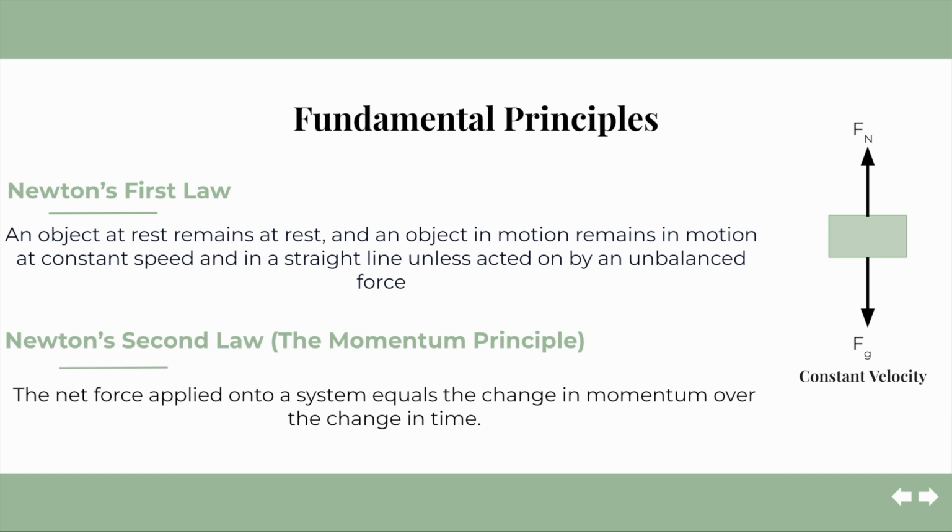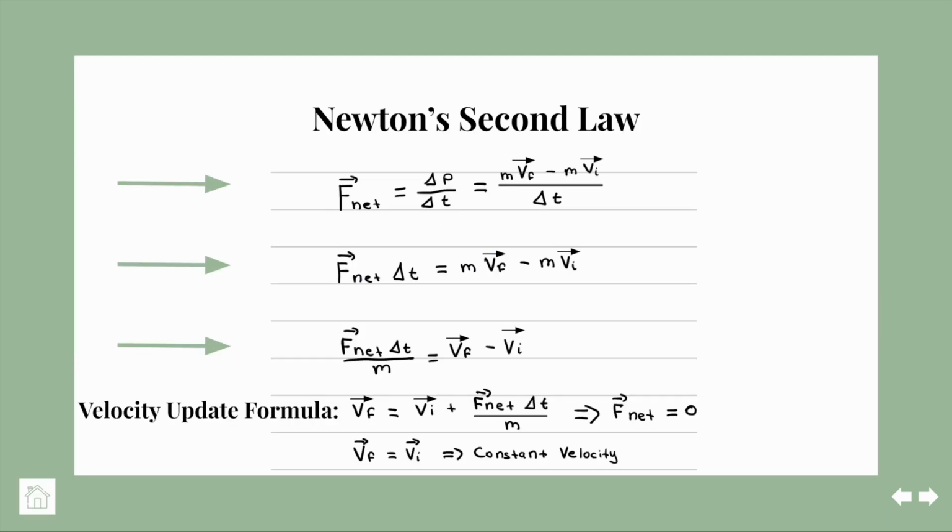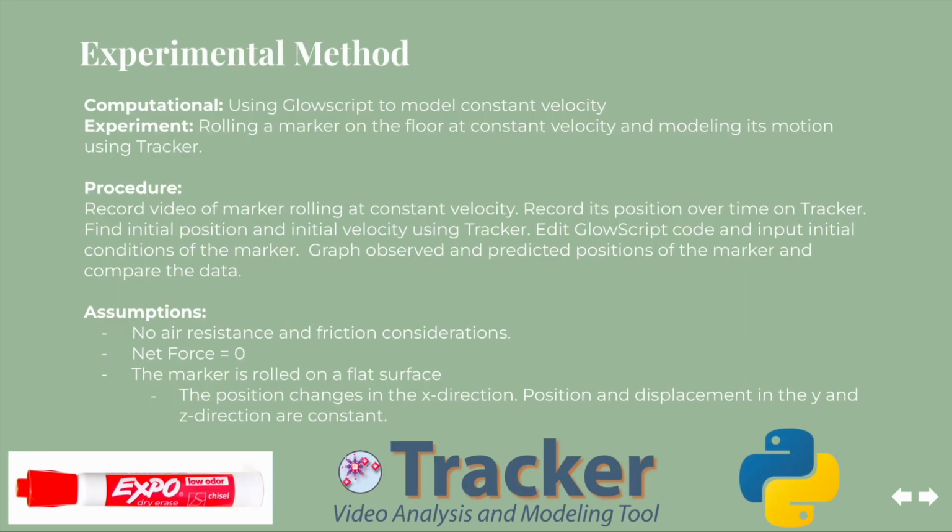This can then be applied with Newton's second law. The net force applied onto a system equals the change in momentum over the change in time. So here we have a general formula of Newton's second law. We can rearrange it, and then we get a velocity update formula, which says that the final velocity equals initial velocity plus the net force times change in time over mass. So when the net force is equal to 0, we get constant velocity, as the final velocity is now equal to the initial velocity.